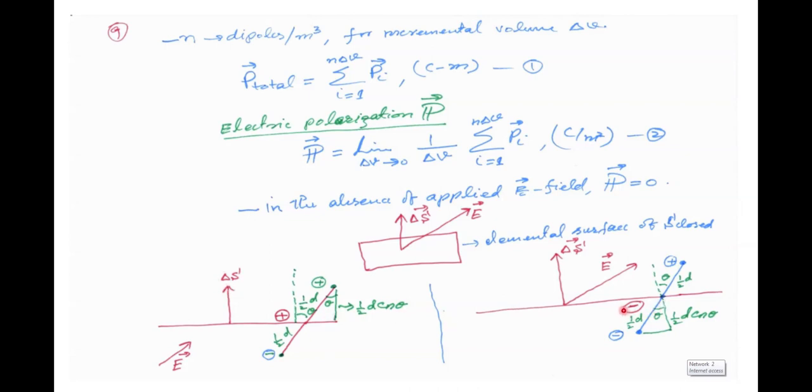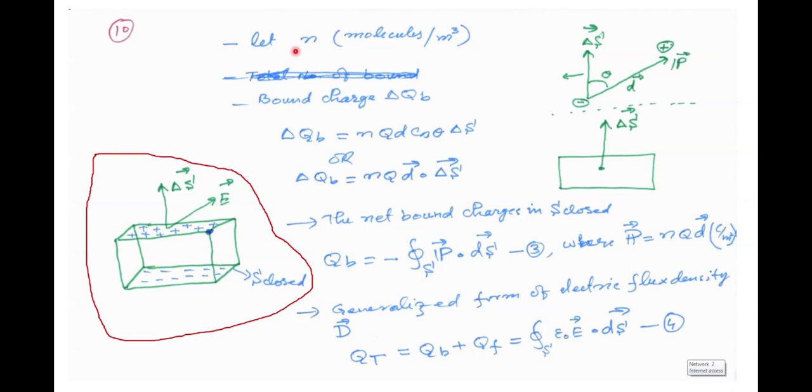Similarly, initially in the absence of the applied electric field, when there is a negative charge just below the elemental surface, then when we apply the electric field, it covers a distance 1/2 d cosine theta in the vertical direction below the incremental surface. So for instance, we have n molecules per cubic meter. Now we are going to define the bound charges.